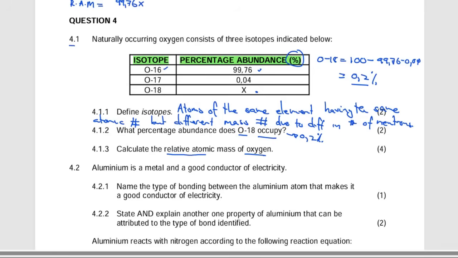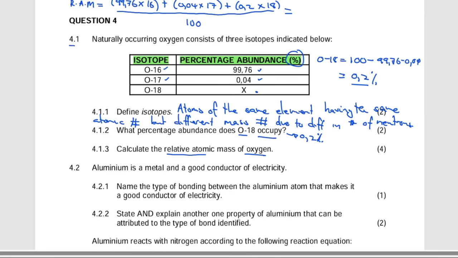So 99.76 multiplied by 16, because this one is oxygen 16. Then plus, this 17 goes with 0.04, so in brackets 0.04 multiplied by 17, the isotope 17. Then the last one, plus 0.2 multiplied by 18, the isotope 18, all over a total of 100. That's how we calculate our relative atomic mass.